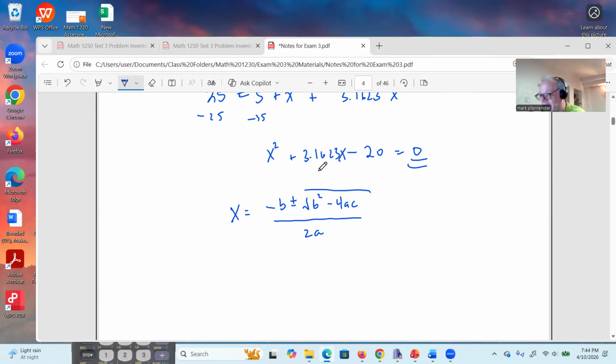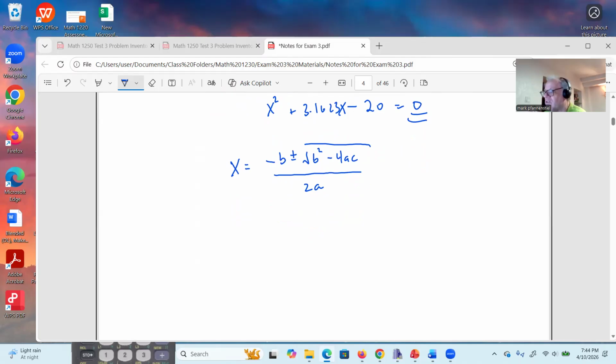That's usually the way to go. So we can go ahead and start looking at that. We have x equals negative 3.1623 plus or minus the square root of 3.1623 squared.